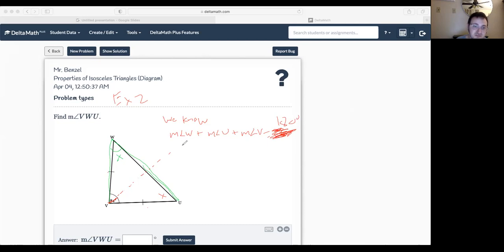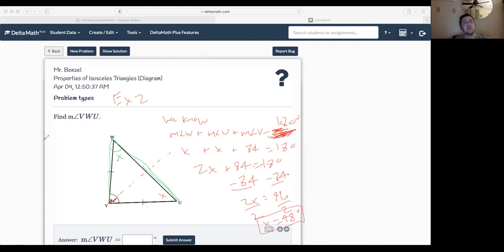And then I'm just going to put the numbers in. So I'm going to write X plus X plus 84 equals 180. So we're going to get 2x plus 84 equals 180. I'm just going to subtract 84 from both sides, so I'm going to get 2x equals 96. I'm going to divide by 2, so I get that x is equal to 48 degrees, which is the angle that they wanted us to solve for.